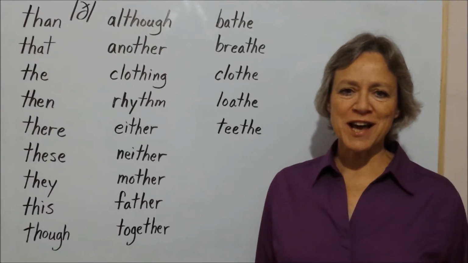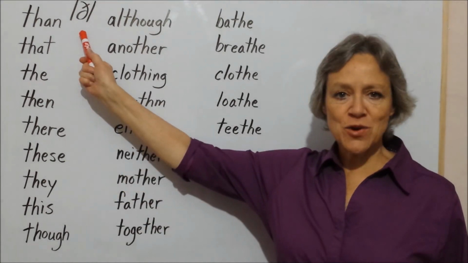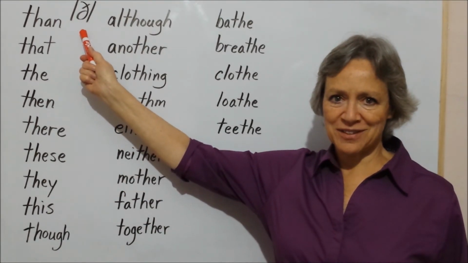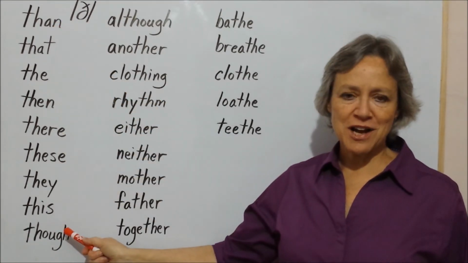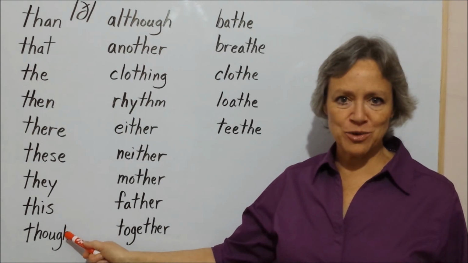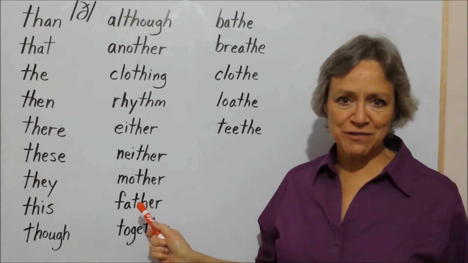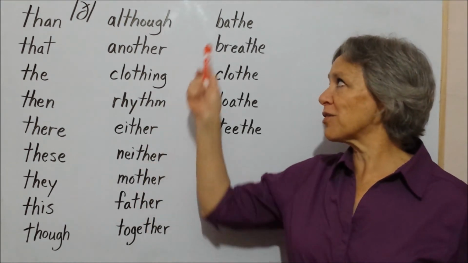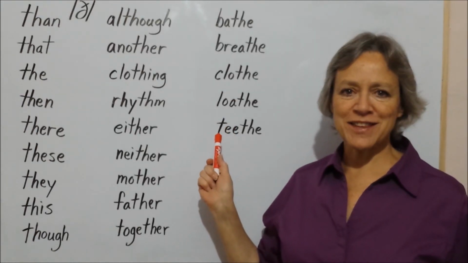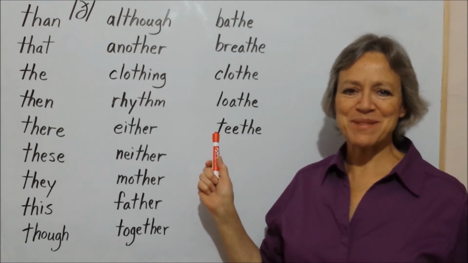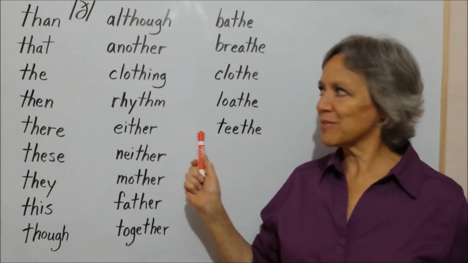Let's practice words now with the voiced TH sound. The words in the first column have TH at the beginning of the word. The words in the second column have TH in the middle of the word. And the words in the third column have TH at the end of the word. Okay, please repeat these after me.